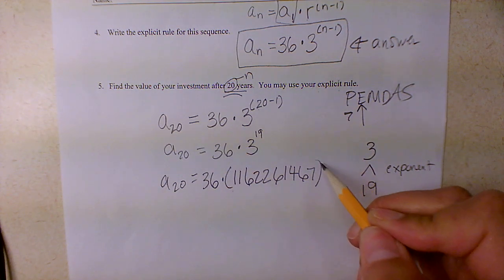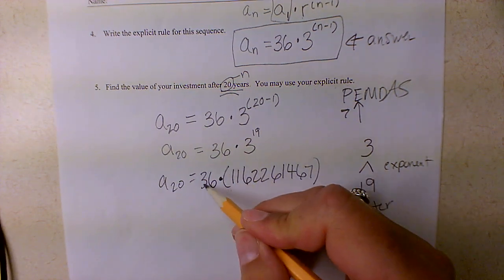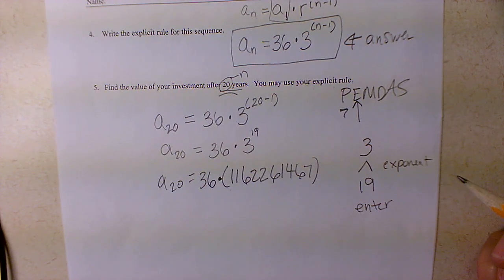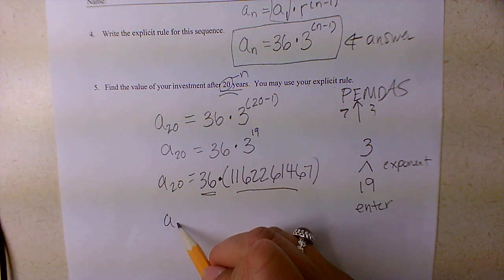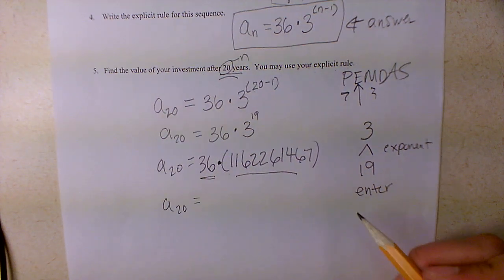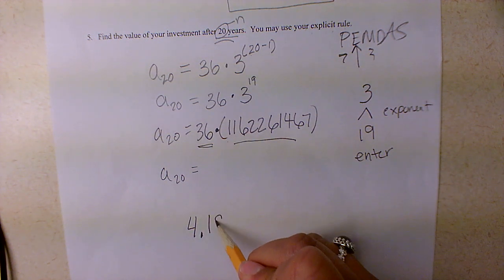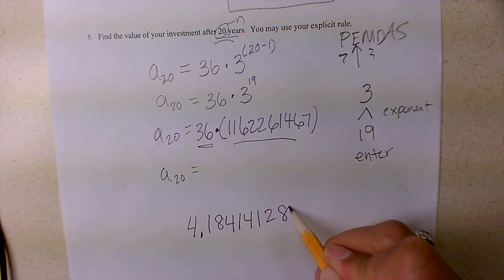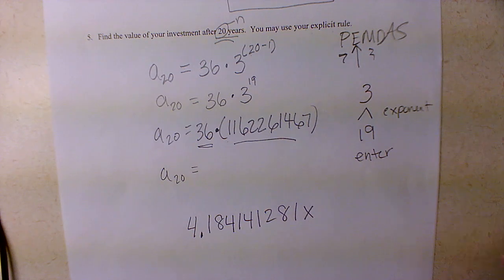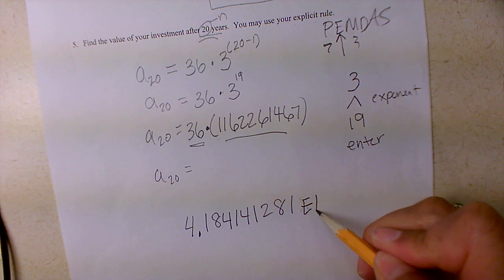And I put parentheses around it because it's a relatively big answer. We're still multiplying. I didn't really even need to put the dot there because the parentheses next to this number represents multiplication. So now the last thing that we have to do here in our order of operations is multiply 36 by this number. And when you do that, what's going to happen in the calculator is you're actually going to get this number, 4.184141281, and you're going to get this, what looks like an E, it is an E, to the 10.